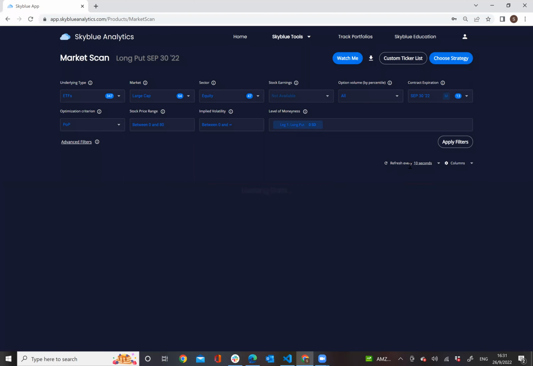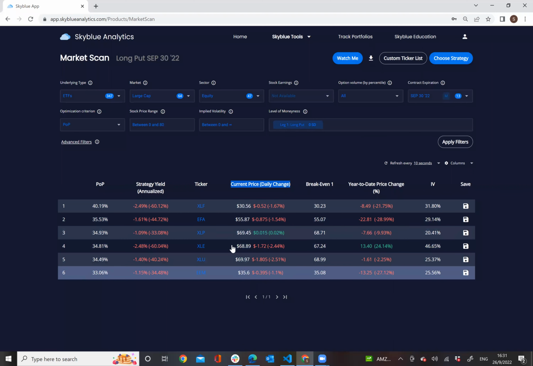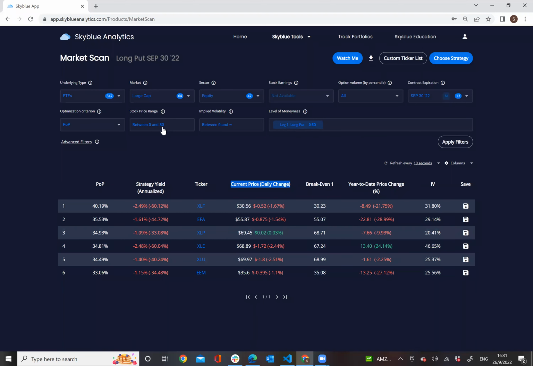Each time you refresh or apply new filters, you have to wait 10 seconds so the scan doesn't have to start over. But as you can see, we scan the market in less than 10 seconds. Current underlying price, you can see that this is less than $80. Implied volatility is also very important. We are going to play with this right now.